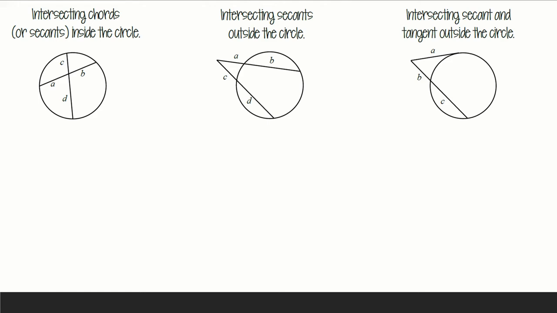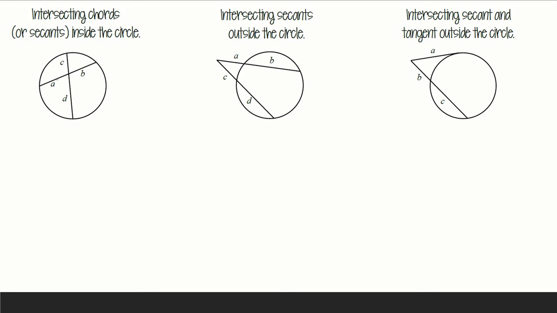Here we have what we call intersecting chords. So we can have intersecting chords on the inside or on the outside. We can have two secants on the inside, or we can have a secant on the outside, or we can have a secant and a tangent on the outside. Regardless of these, we're setting up proportions, and that's how they go.